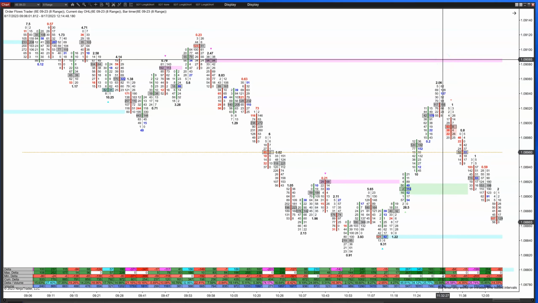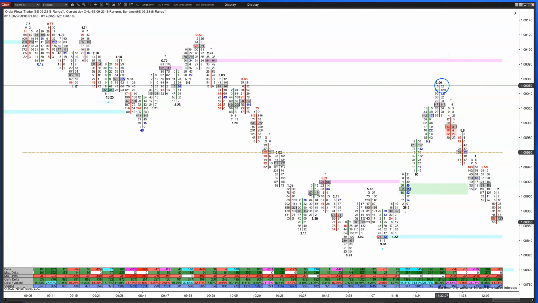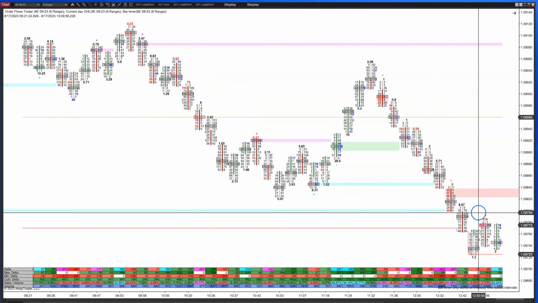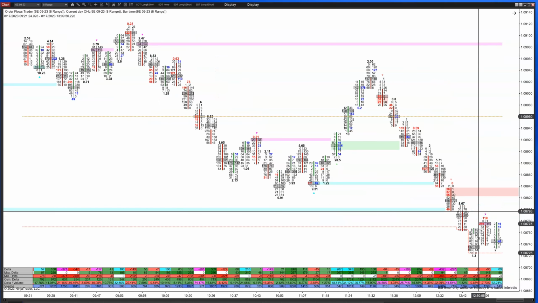Again, we have this bearish prominent point of control right up here at 08.5. Doesn't quite get there, gets up to 5 before it works its way back down. Okay, so, you know, that's the whole idea of trading around prominent point of controls.